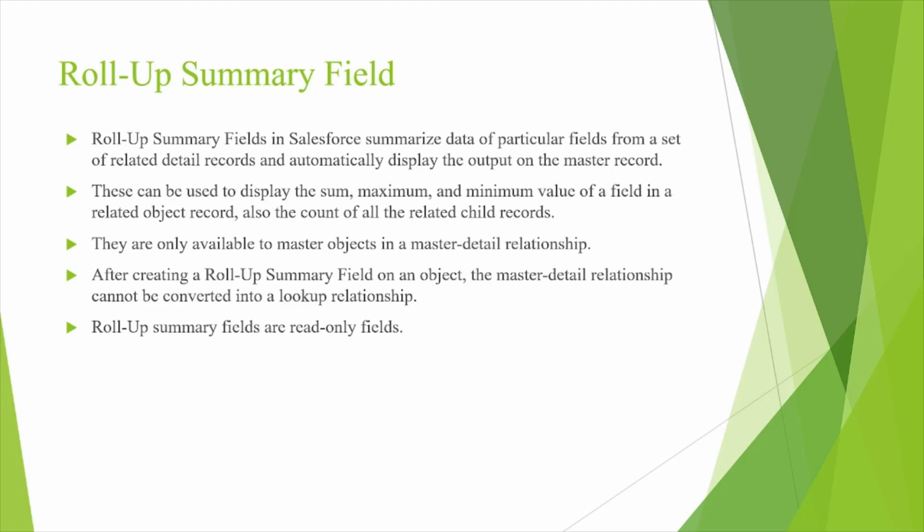On the other hand, these can be used to display the sum, maximum, minimum and the count function. You can say that it is working on aggregate functions like sum, maximum, minimum and count in a related object record. These are only available to the master object in a master-detail relationship, that I have already told, and you always create a roll-up summary field on the master object.